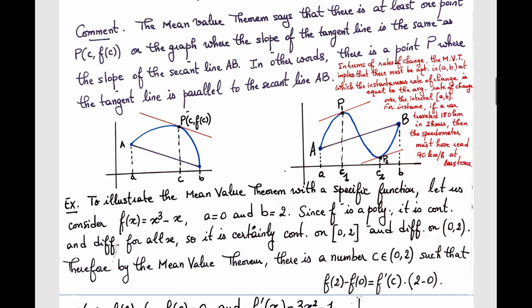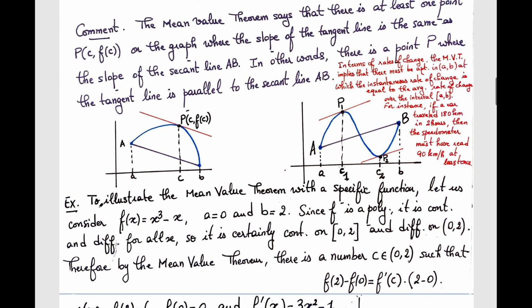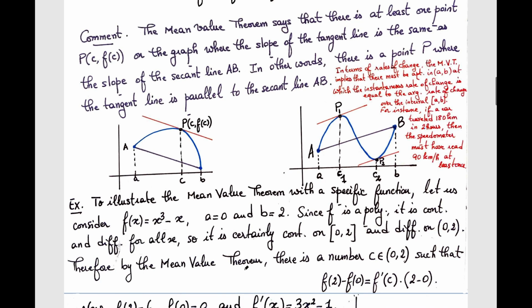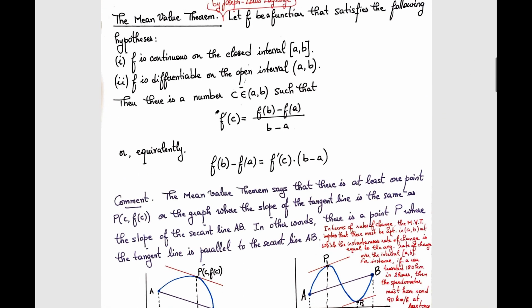All right. Let's take a look at the next example. To illustrate the mean value theorem with a specific function, let's consider f of x equals x cubed minus x, with little a to be 0 and little b to be 2. Since f is a polynomial, it's continuous everywhere and it's differentiable everywhere. So in particular, f is continuous on the closed and bounded interval 0, 2. It's differentiable on the interior of 0, 2. Therefore, the mean value theorem is applicable. Why? Because I just verified the two conditions of that theorem.